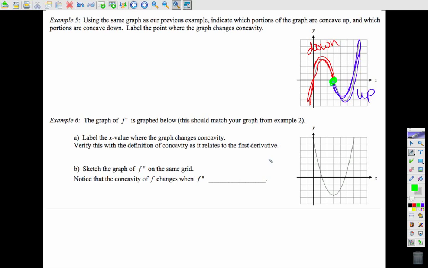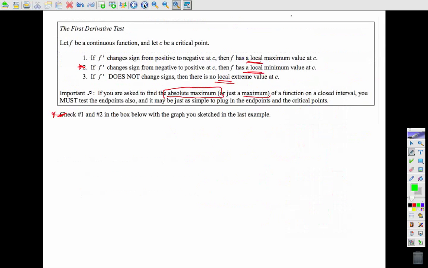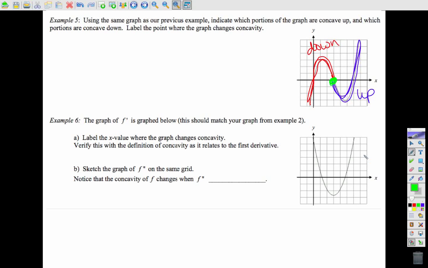Now, let's go here. The graph of f prime is graphed below. Yes, it is. That actually does match what we graphed back here on our original first paper, you see. So let's look at this. The graph of f prime is graphed below. Label the x value where the graph changes concavity. Okay, so right here where the graph changes concavity, let's come down here. That is this point right here. That is the change in concavity of the original function.